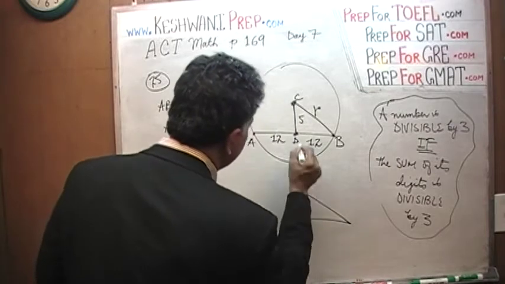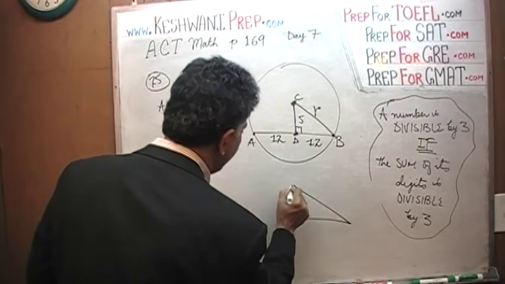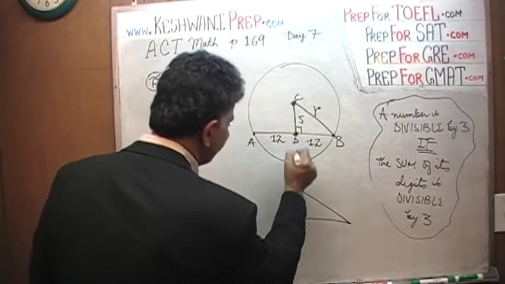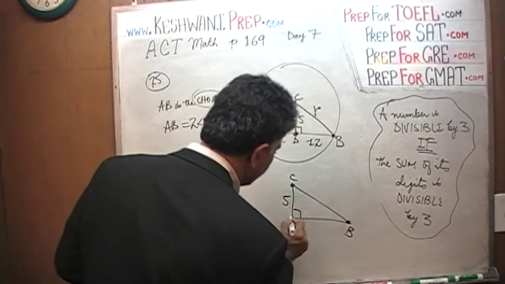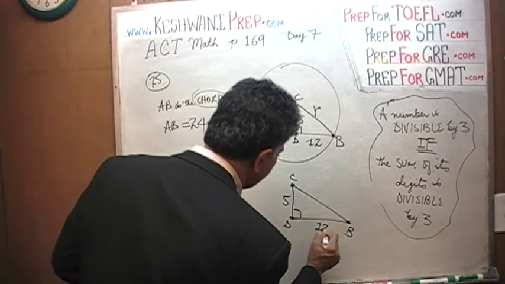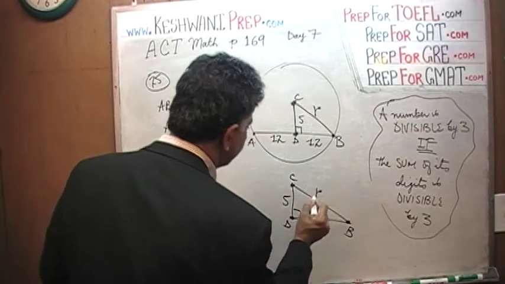This is the right angle. This is the right angle right here. This is the 5. This is our point C. This is our point D. This is our point B. From D to B is 12, we are told. And the question is, how much is the radius?